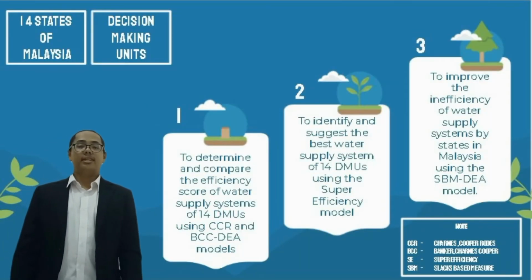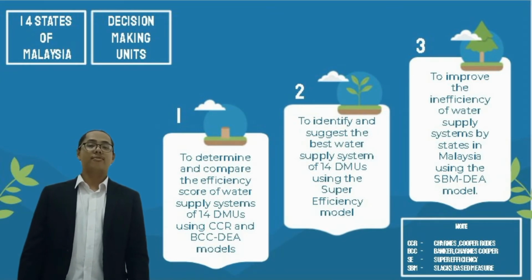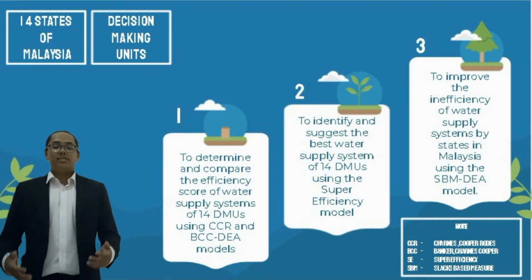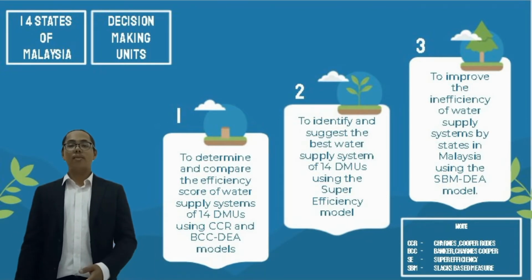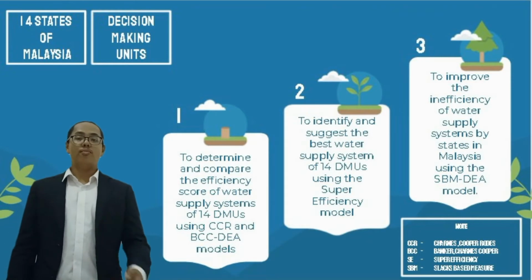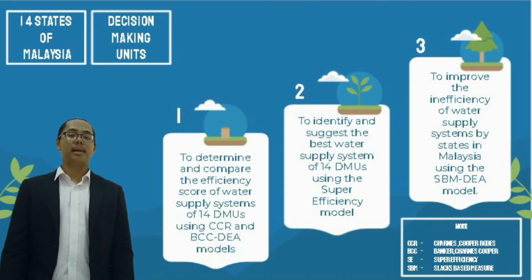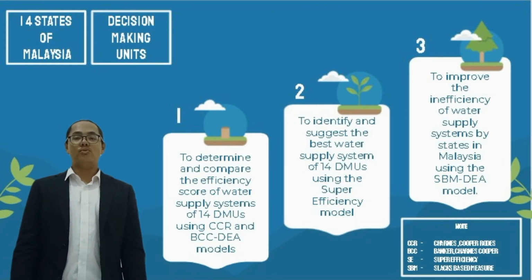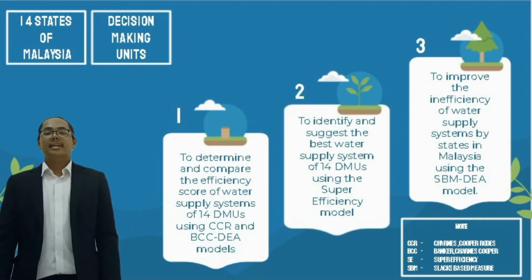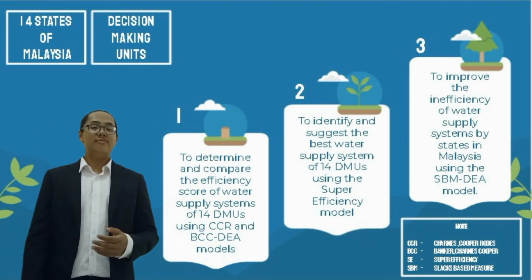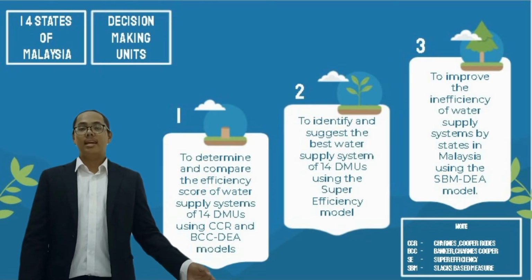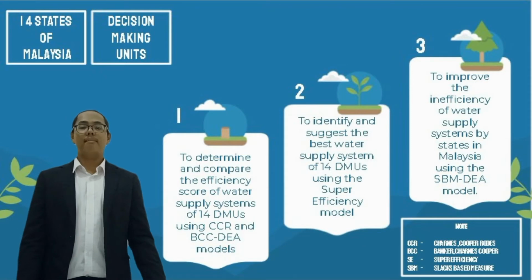This research will be conducted in Malaysia, involving 14 states, known as Decision-Making Units, DMUs. The first objective of this study is to determine and compare the efficiency score of the water supply system of 14 DMUs using CCR and BCC DEA models. The second objective is to identify and suggest the best water supply system of 14 DMUs using the super efficiency model. The third objective is to improve the inefficiency of the water supply system by states in Malaysia using the SBM DEA model.